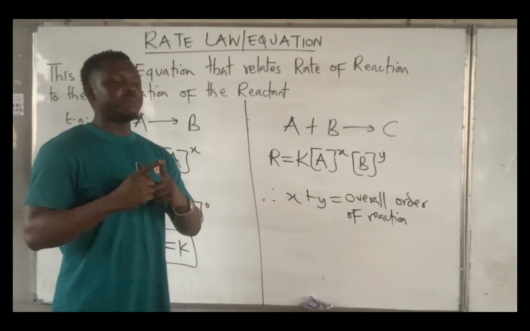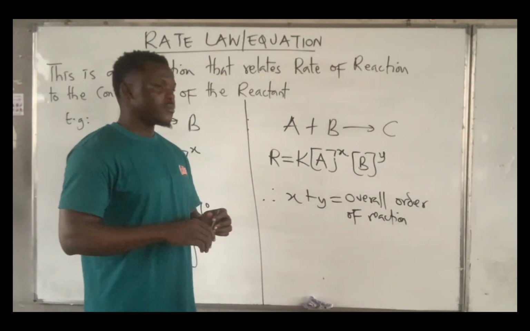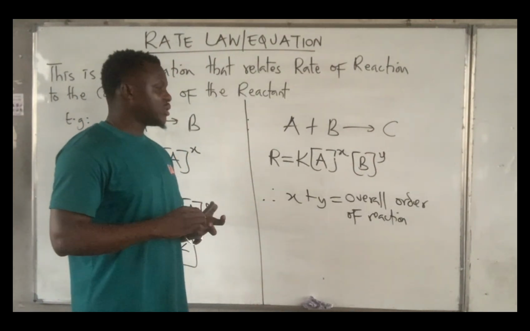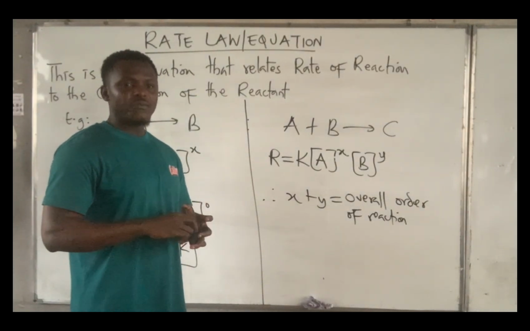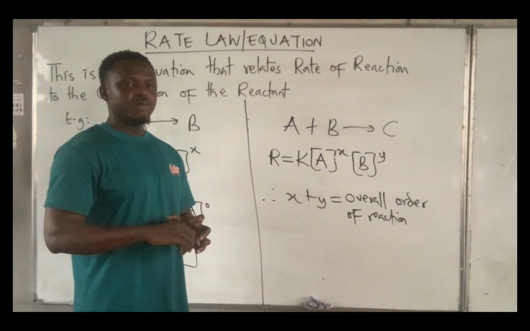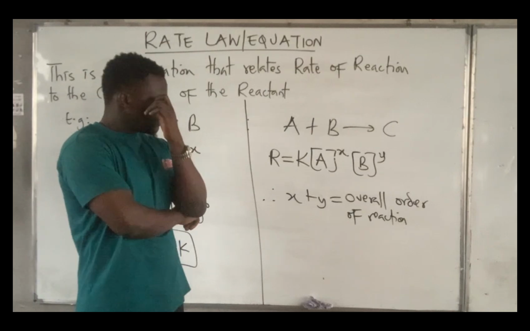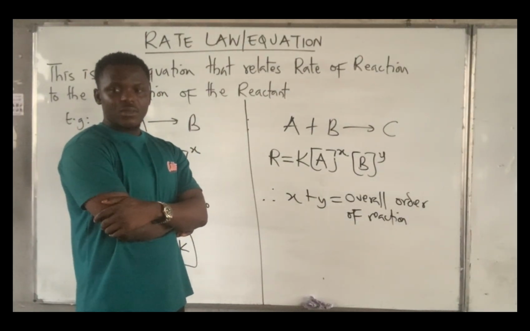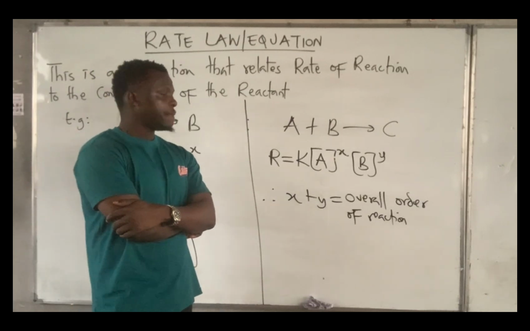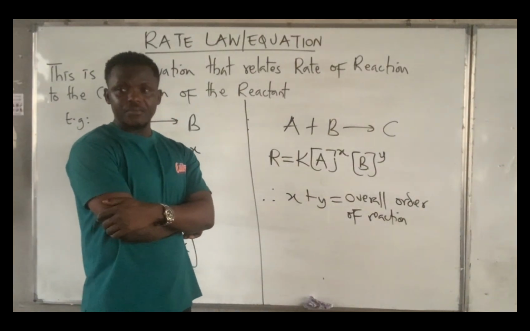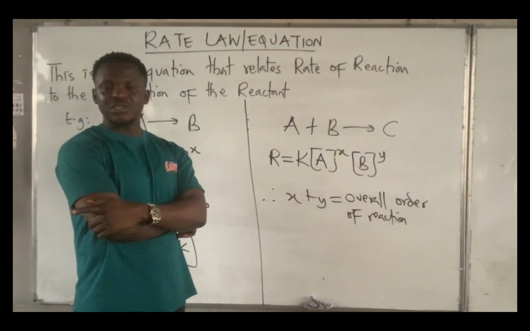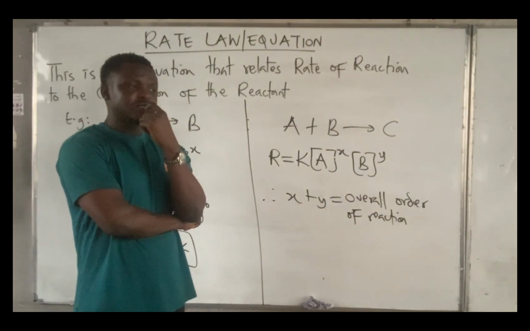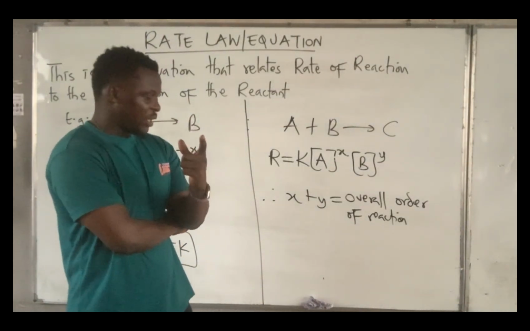The sum of the powers in the concentration term of a rate law is called the order of the reaction. The sum of the powers in the concentration term in a rate equation or rate law is called the overall order of the reaction. It's called the overall order of the reaction.